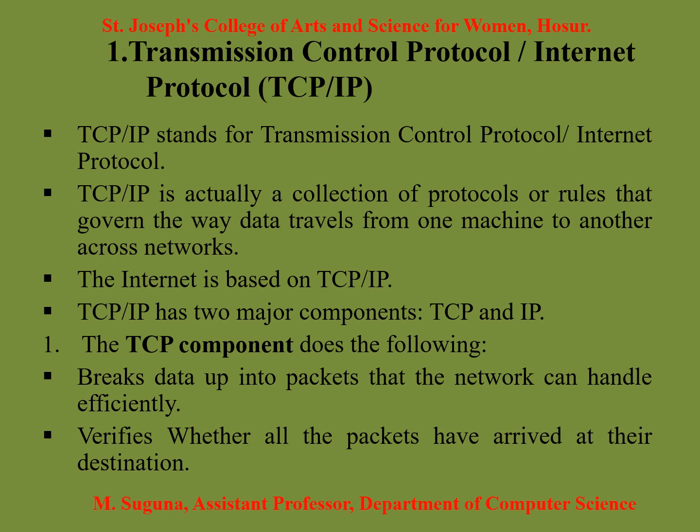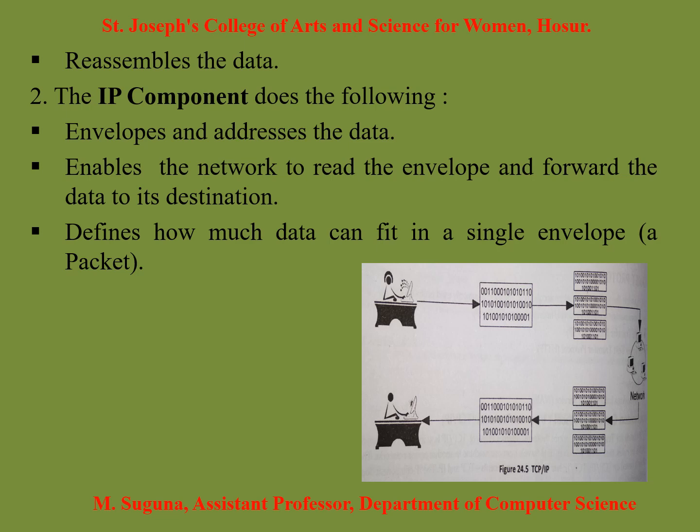The first component, TCP, breaks data into packets that the network can handle efficiently. It verifies whether all the packets have arrived at their destination. It also reassembles the data. The IP component envelopes and addresses the data. It enables the network to read the envelope and forward the data to its destination. It defines how much data can fit in a single envelope, that is a packet.